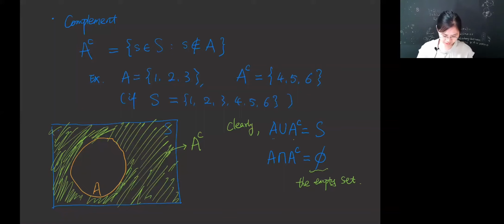And it's not hard to see that the complement of the complement is A itself. And when you apply complement twice, you get the set itself. And you can see that clearly from the Venn diagram.